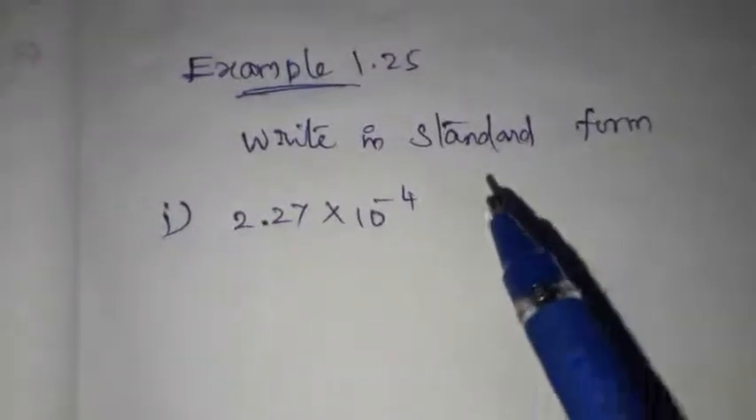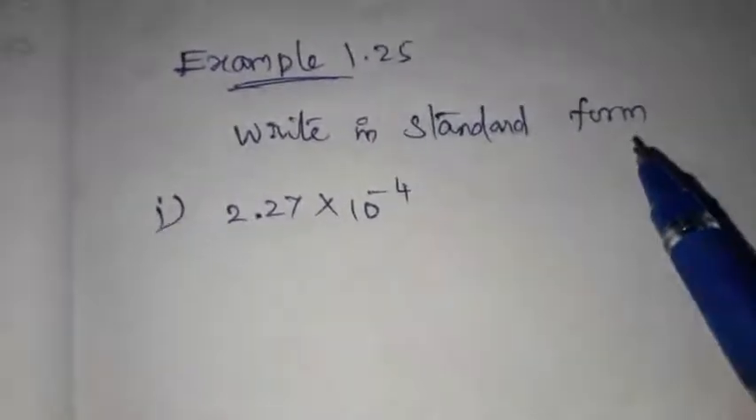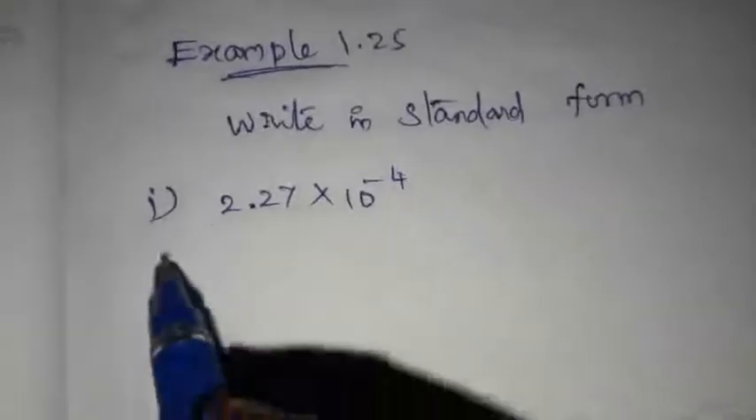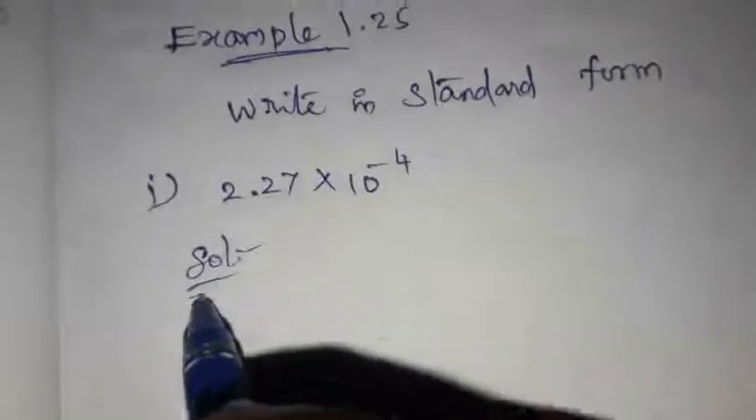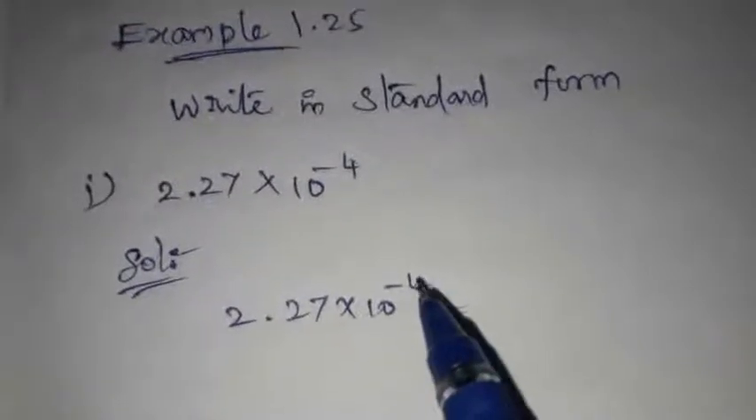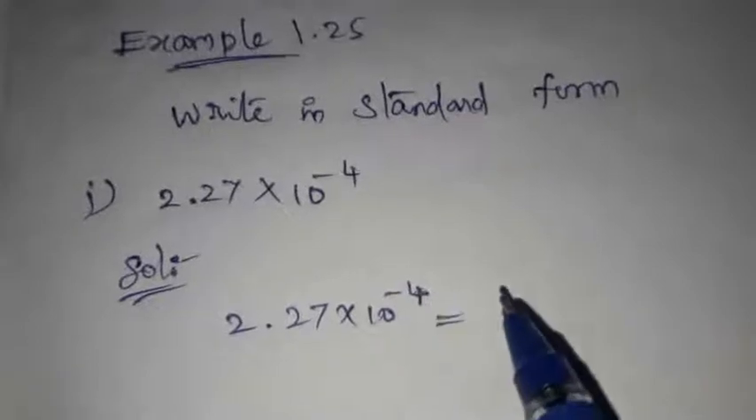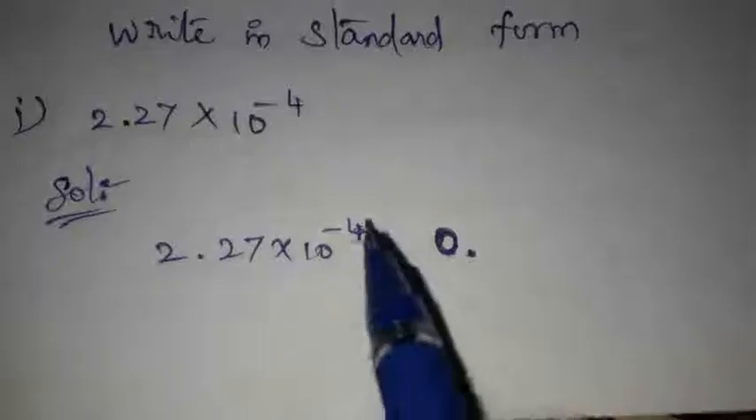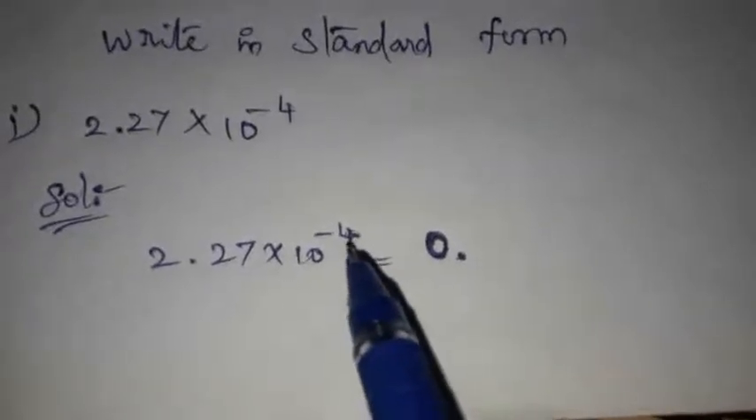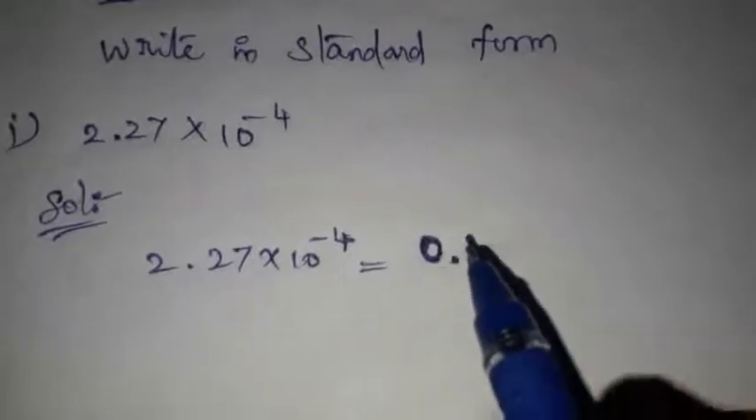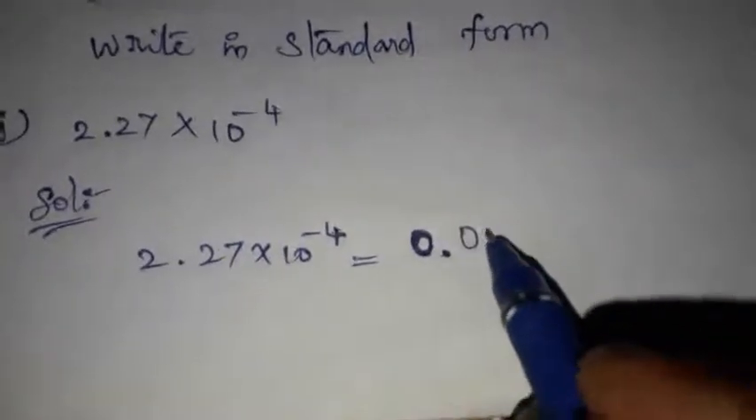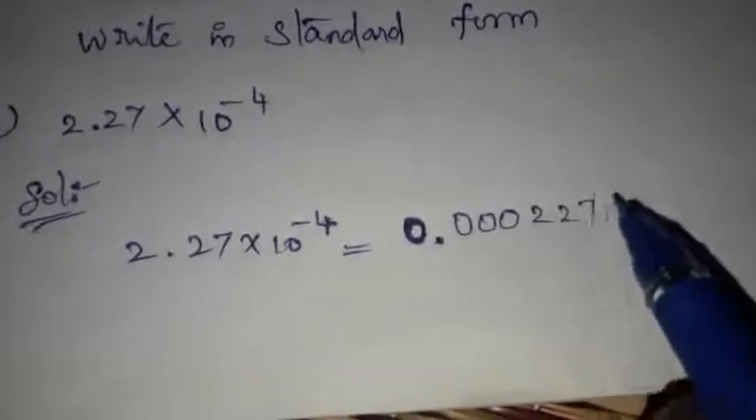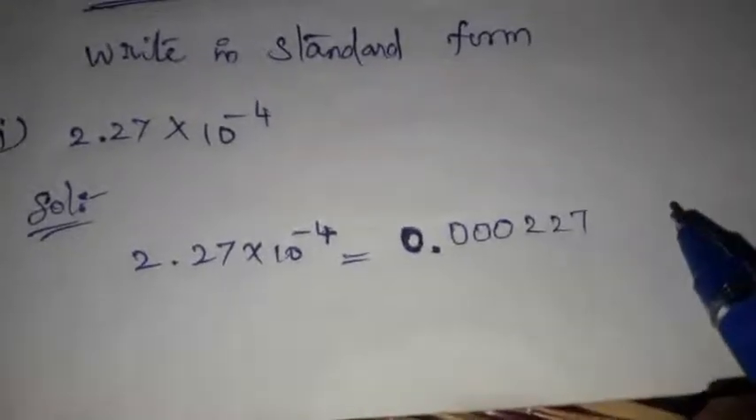Let us see the next book example 1.25. Write in standard form. First question is 2.27 into 10 to the power minus 4. Let us see the solution. The 10 to the power is minus 4. It is a negative integer. So the standard form starts from 0 point. Then look at the power. There is minus 4. If there is a number 4, you have to write 3 zeros here: 1, 2, 3. Then you have to write the number 227. This is the answer for this question.